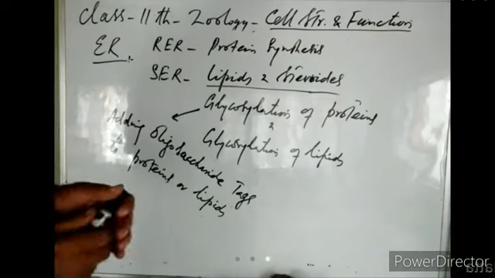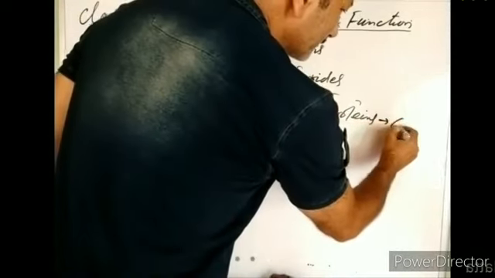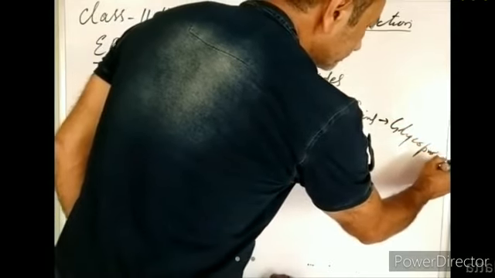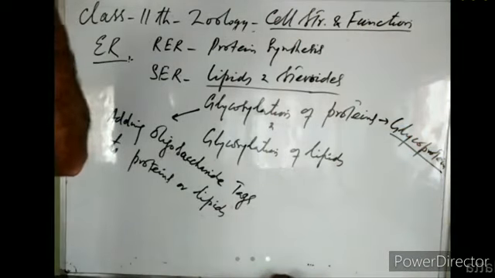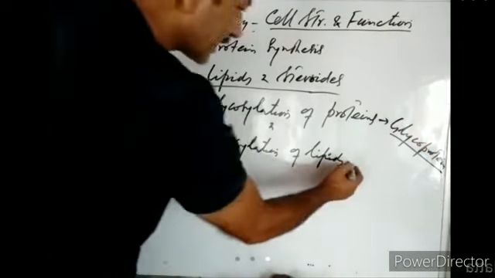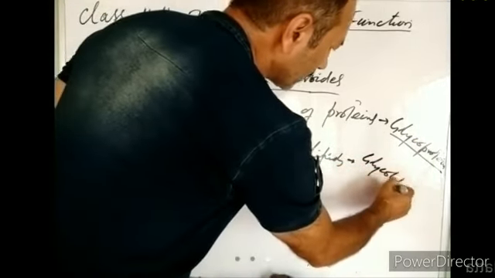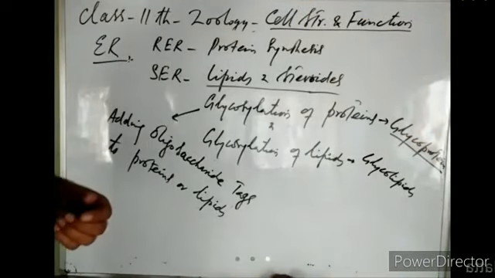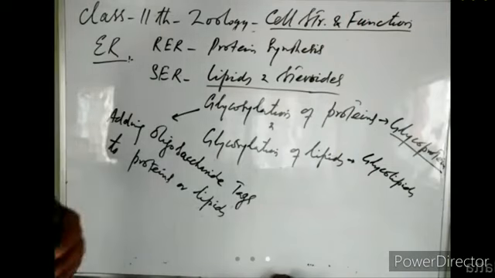So when oligosaccharide chains are attached to proteins, what does it form? It forms glycoprotein. When an oligosaccharide chain is attached to a protein, it forms a glycoprotein. When oligosaccharide chains are attached to lipids, it forms glycolipids. So this glycosylation of proteins and lipids is carried out in smooth endoplasmic reticulum.